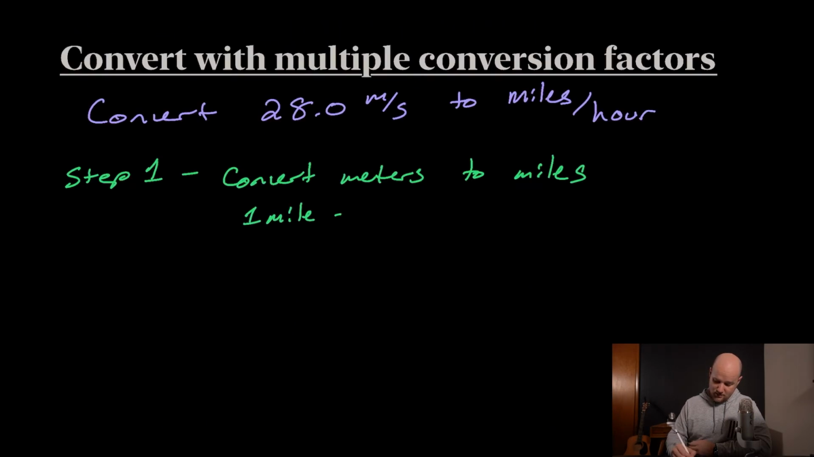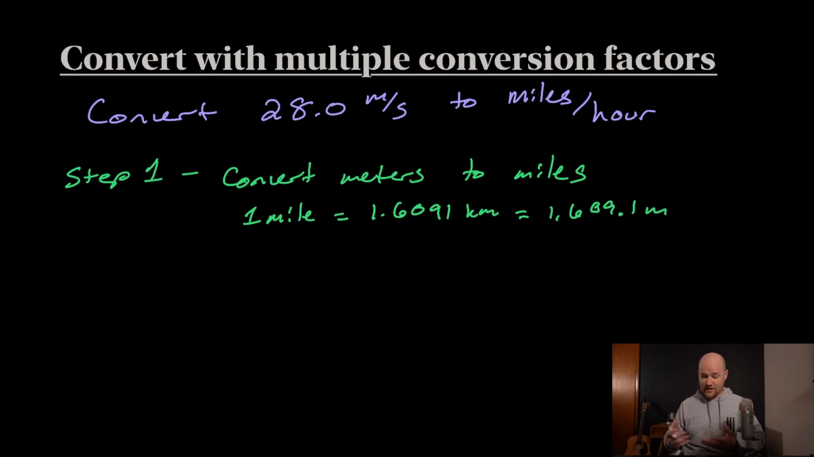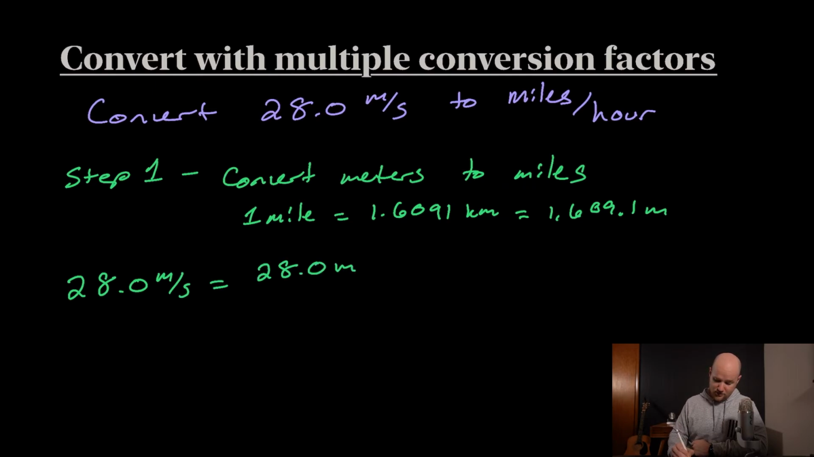1 mile is equal to 1.6091 kilometers. And since it's so easy to convert metric units, I know that that's actually 1,609.1 meters. So there I have my conversion from miles to meters. So I'm going to say 28.0 meters per second is equal to 28.0 meters per second. That's another way to write the same thing.